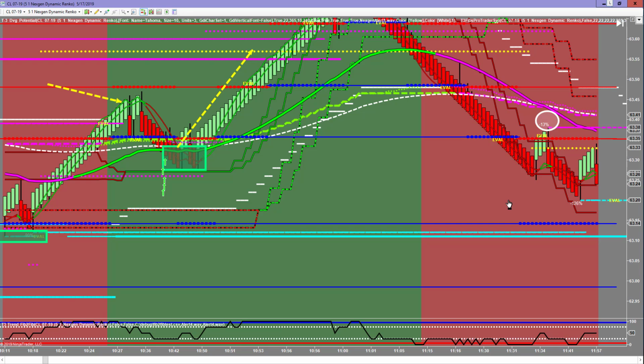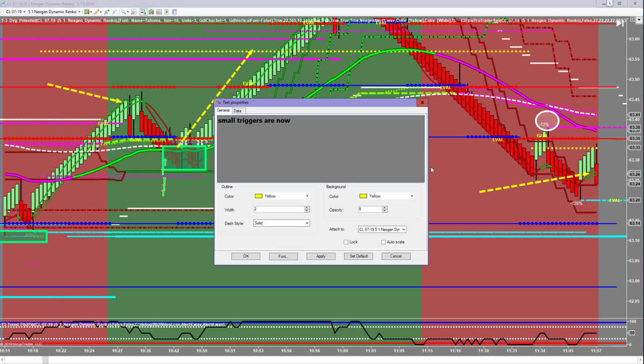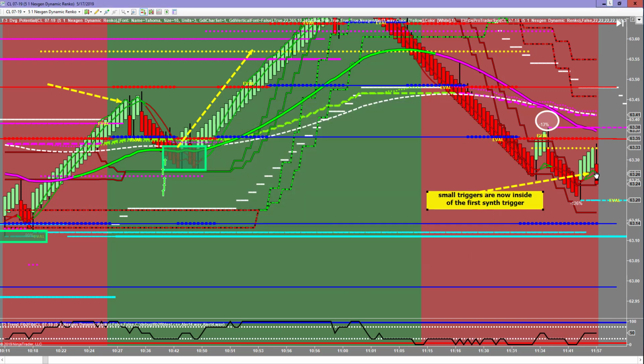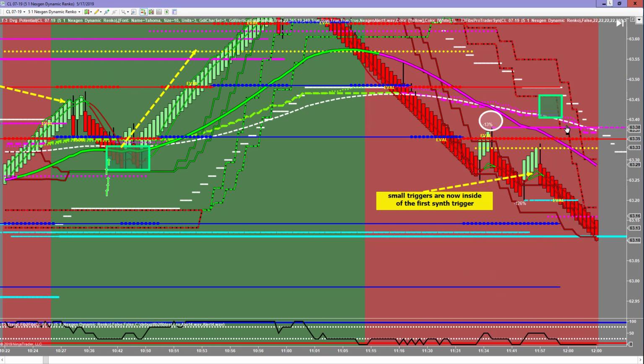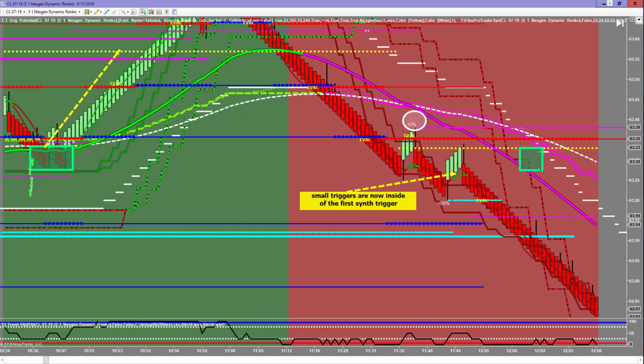Now, look, here's finally the other situation we were talking about. Everything's going down, but your small triggers are now inside of the first synthetic trigger. Do you see what I'm talking about? So what that means is that we would like to see this other synthetic trigger catch up before we do another short trade. And again, you can kind of see where the shorts are going to come from, but when this other synthetic trigger catches up, you're going to be able to get another short trade out of it pretty easily. Or not. Anyway, you get the idea, right?